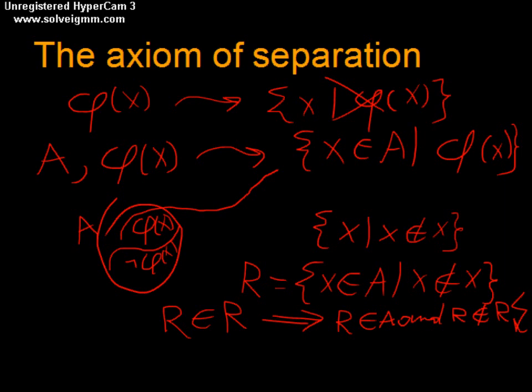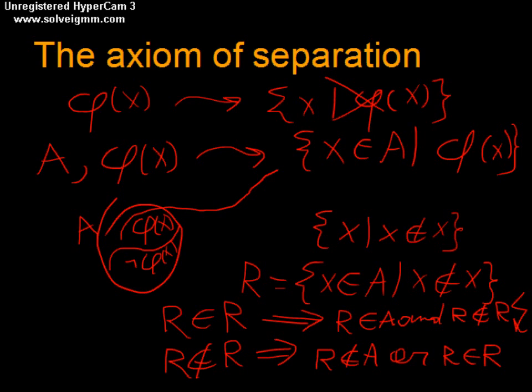But on the other side, if R is not an element of R, then there are two possibilities. Either R is not an element of A, or R is an element of itself. But this does not give a contradiction, because we cannot conclude that R is an element of R, because we can also conclude that R is not an element of A. Because this possibility arises, Russell's paradox does not in fact show up.